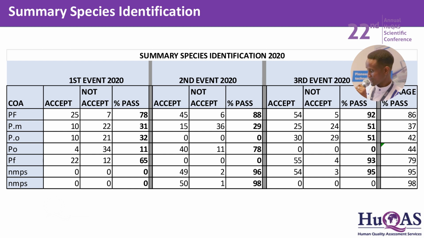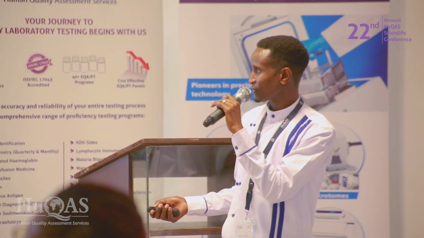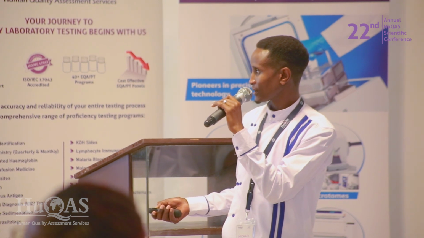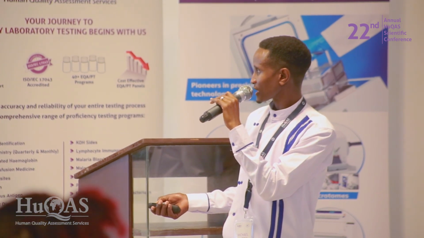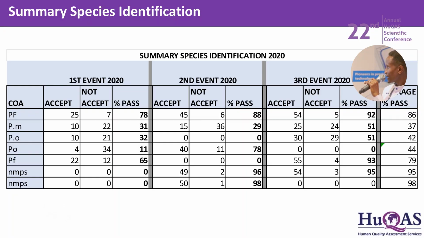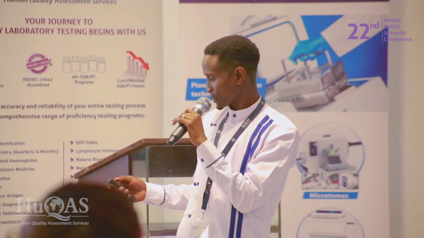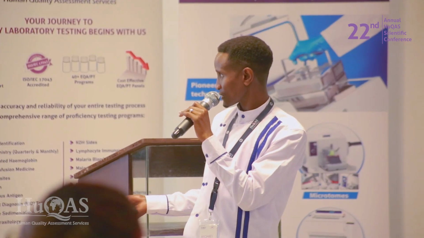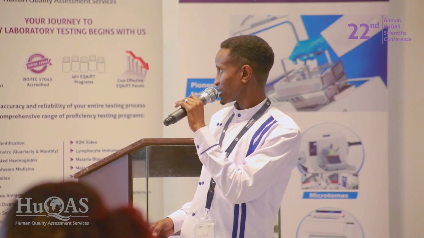Also, this was an average of 2020, how we distributed the slides. You can see how the slides were distributed in the first event. This means that we did not have no malaria parasites in the first event here. We do not have PF in the second event here and PO. So the distribution is determined by the allocation for that particular test event. The average score here was at 98%.